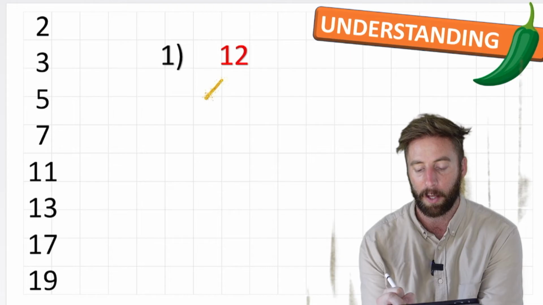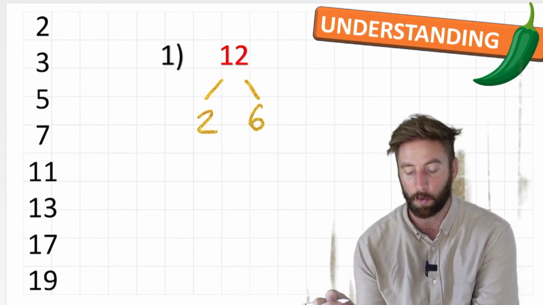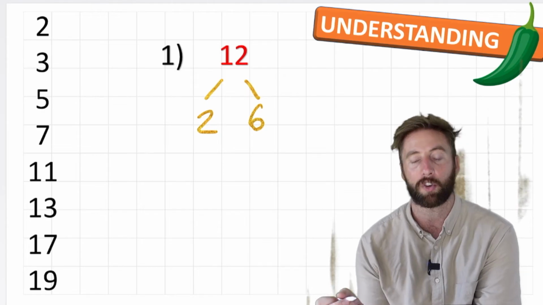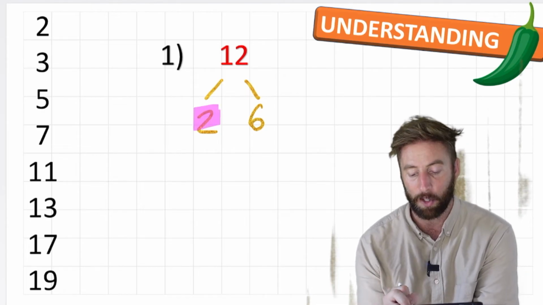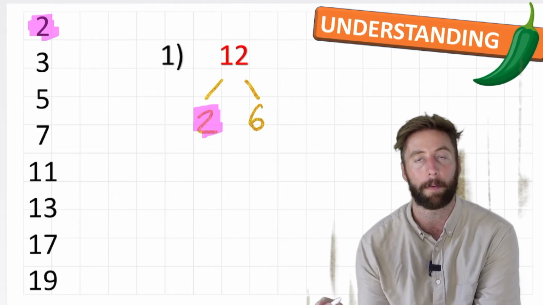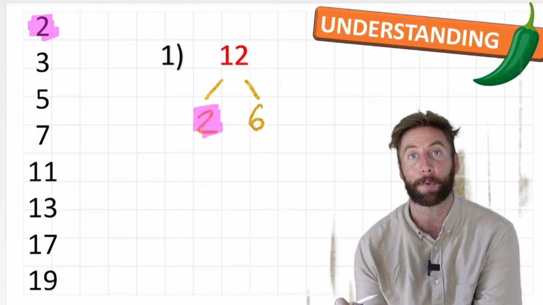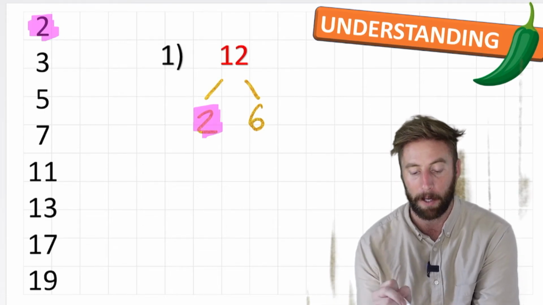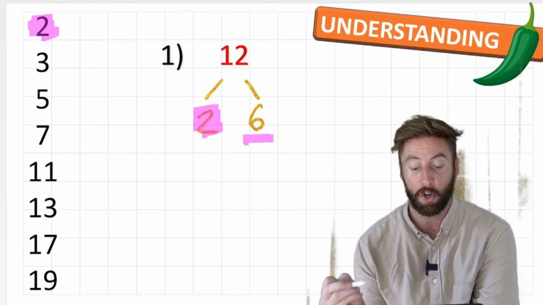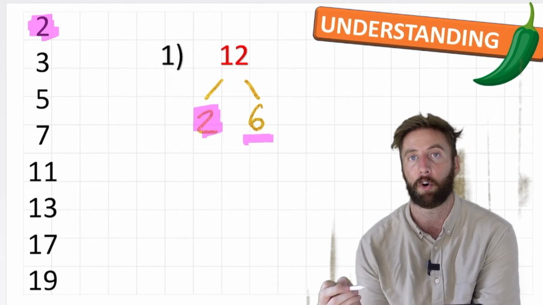So let's do it with 2 and 6. 2 times 6 is 12. Now, what can we notice straight away? Well, we have the number 2, and 2 is a prime number. So we've already got that branch of our tree down to a prime number. But is 6 a prime number? No, it's not in our list, so therefore we need to carry on.